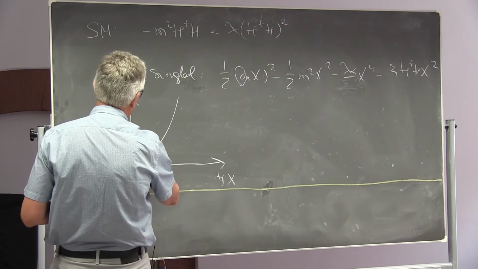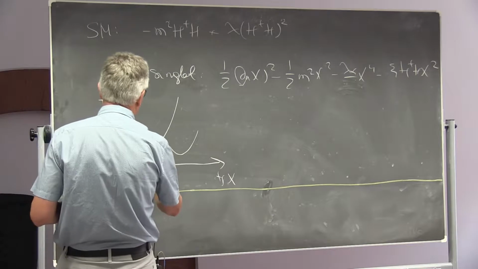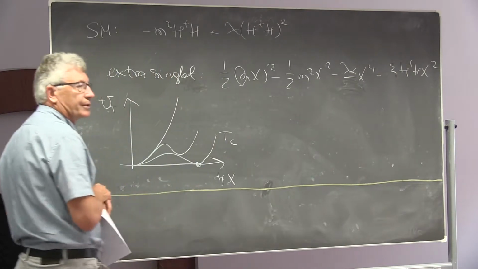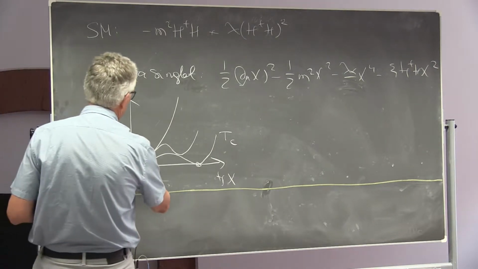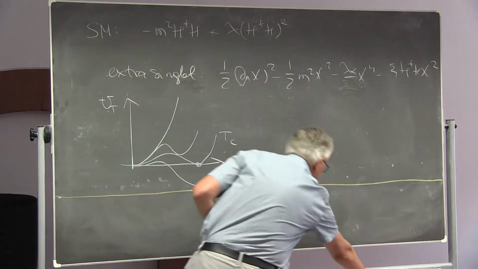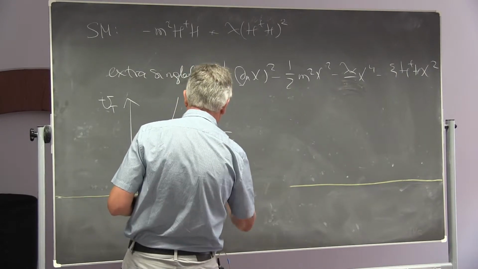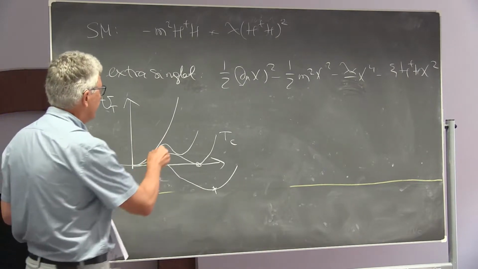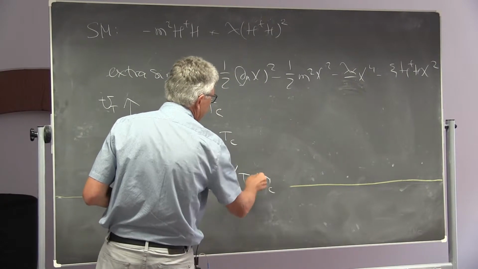Then the system cools down. You're getting another minimum. Then there is some particular temperature at which free energies of the system are the same. And then the potential evolves in this form. Okay, so this is the evolution of the potential. Here T is greater than T_c, and here T is smaller than T_c.